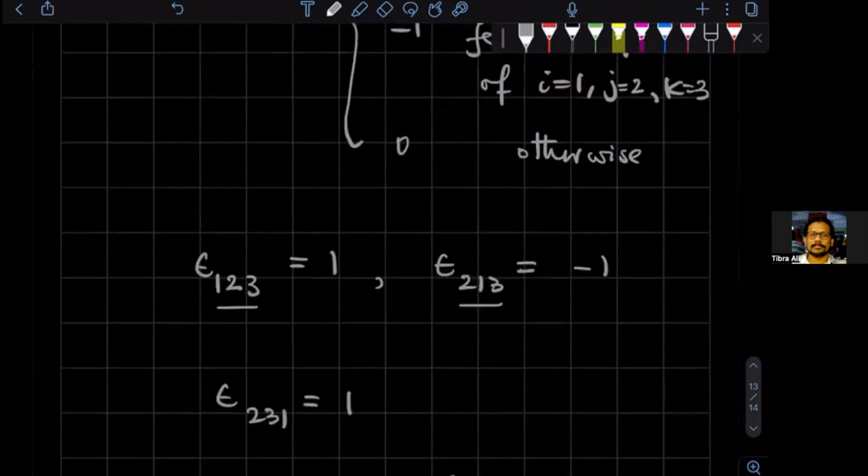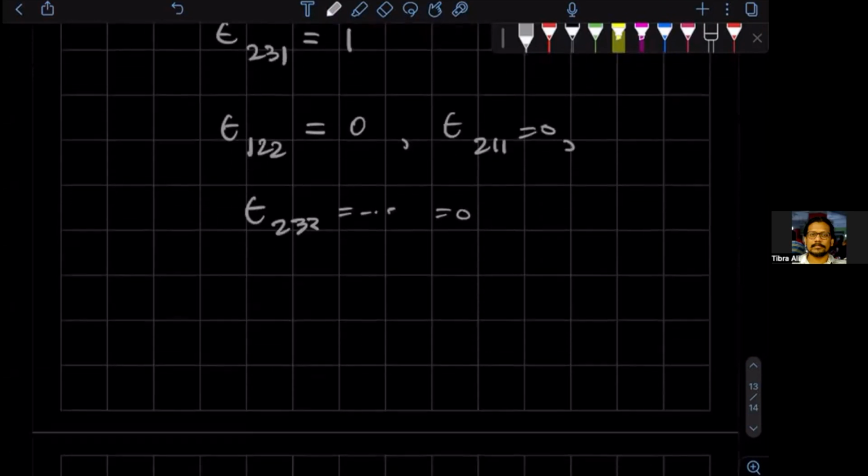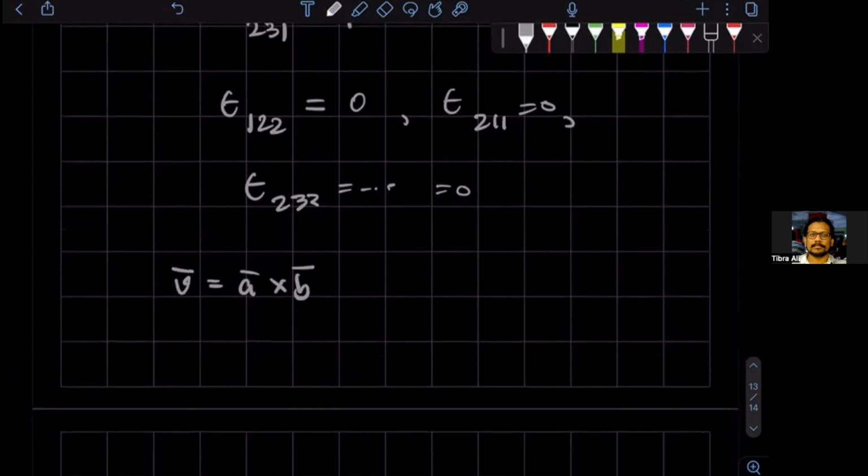Okay, this is essentially the object behind cross products. So if you have, say, V equals some vector A cross B, then the kth component of V is essentially given by epsilon ijk a_i b_j, okay? And there's a summation involved, implied. The summation over i and j is implied.